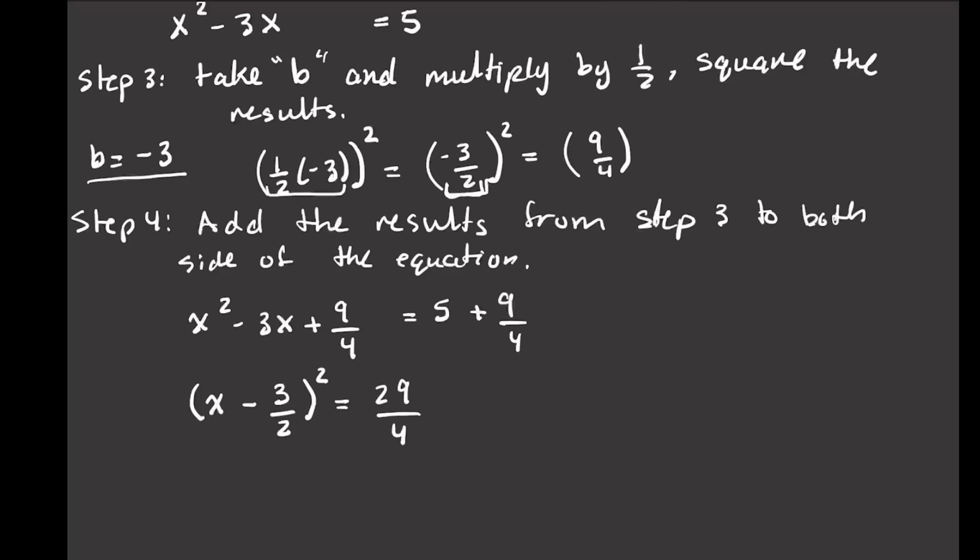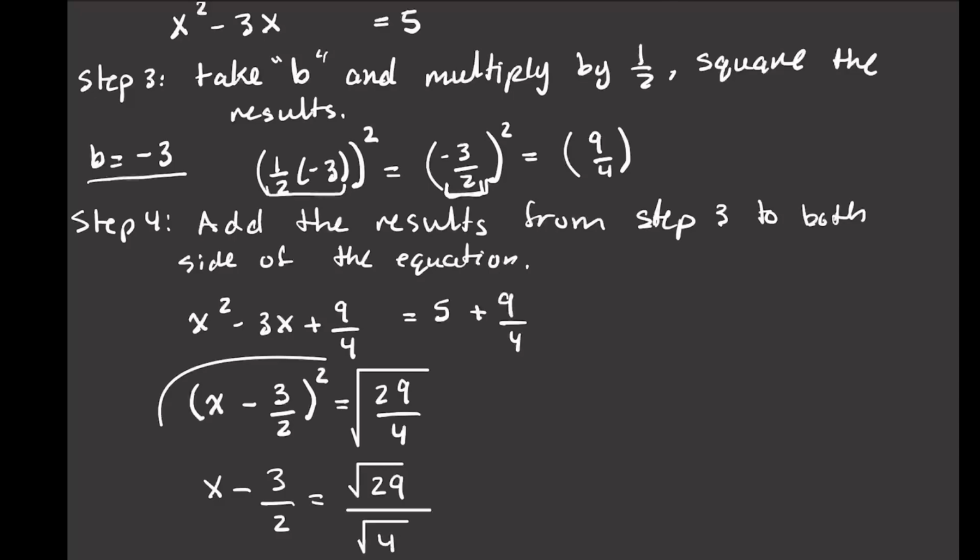29/4. Now from here, I'm going to use the square root property and square root both sides. Square rooting both sides would give you x minus 3/2 is equal to the square root of 29/4. I'm going to use the square root property of a rational number, and that allows me to square root the numerator and square root the denominator separately. Now remember, the square root gives you positive and negative answers. So x minus 3/2 is equal to plus or minus square root of 29.